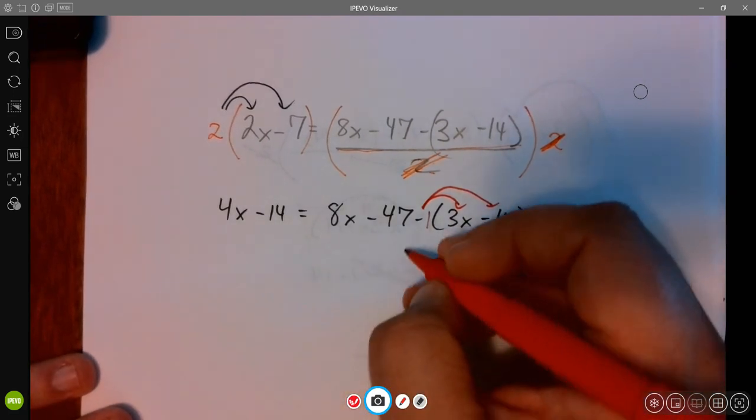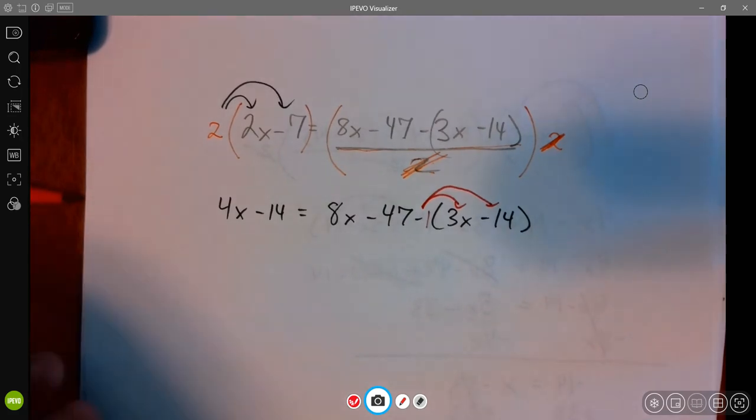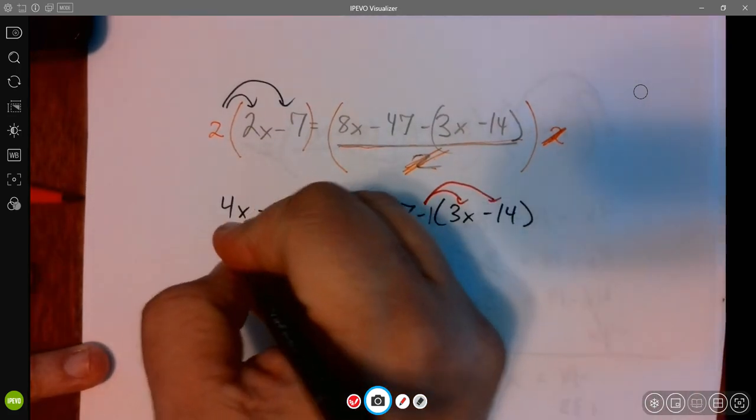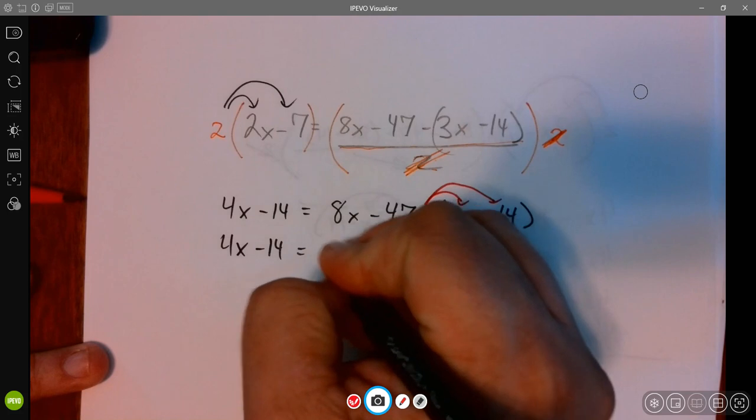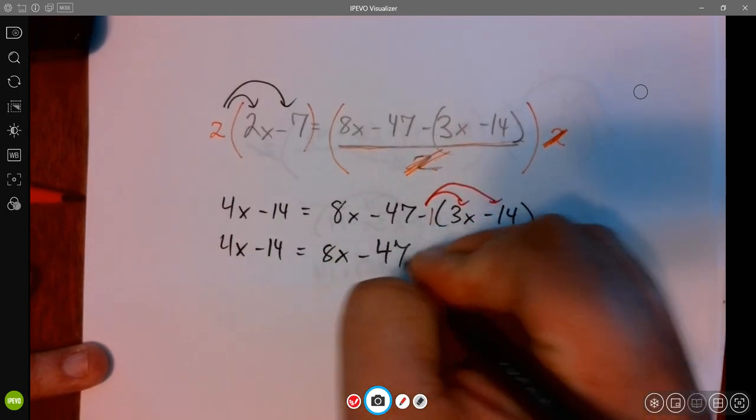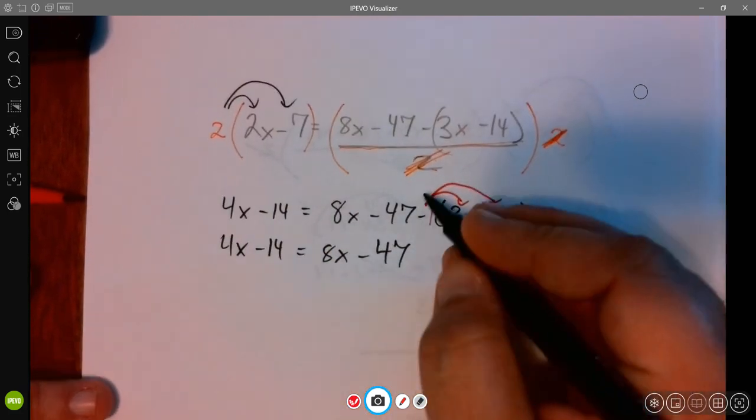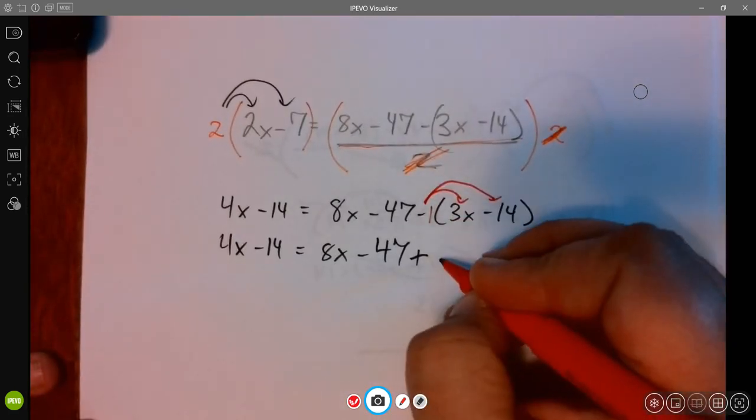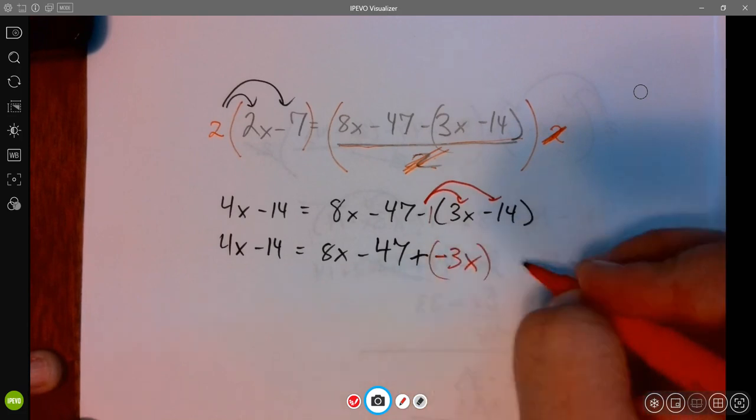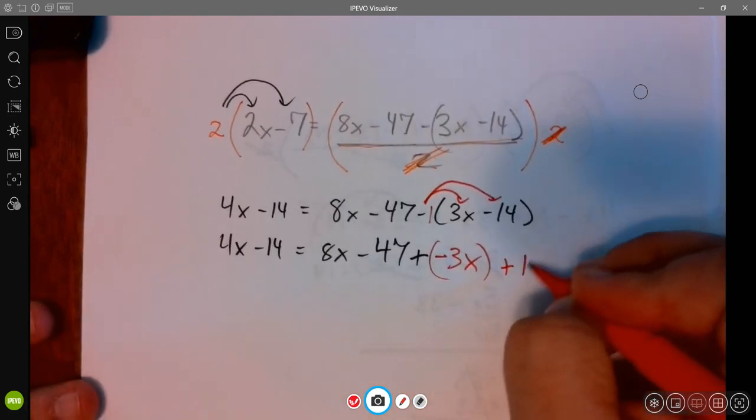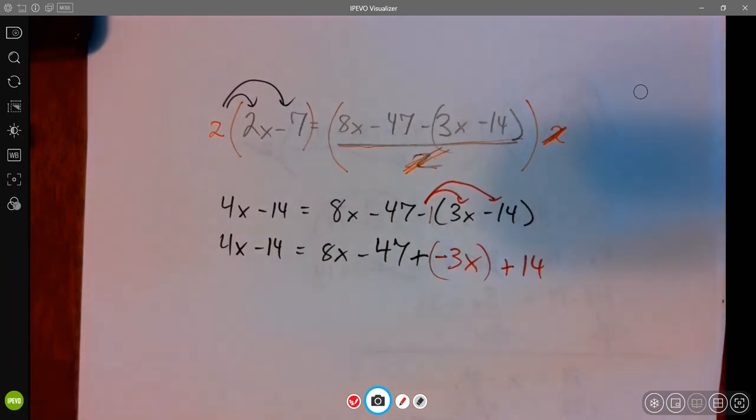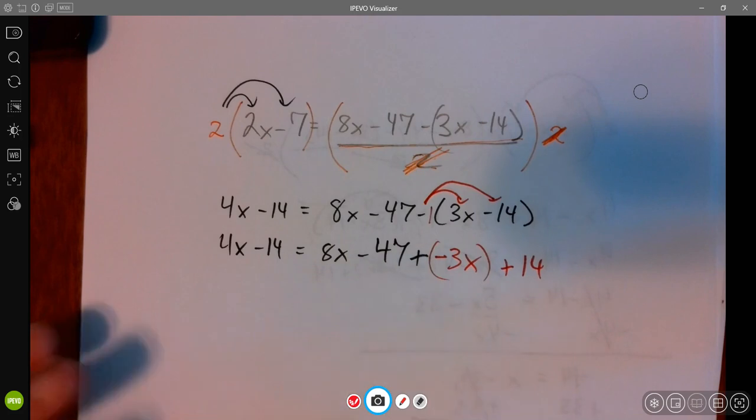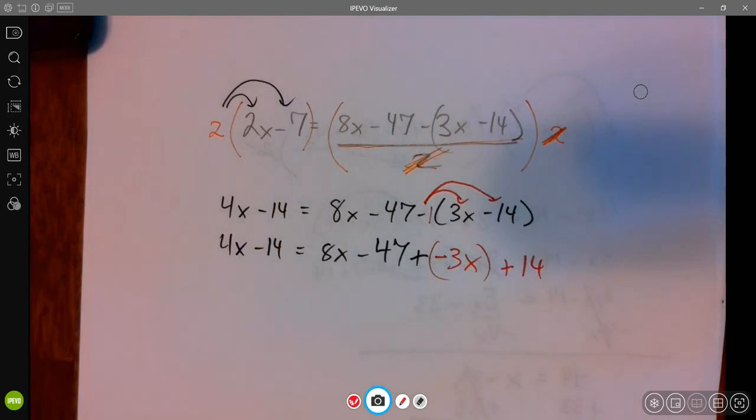So this actually becomes plus, so 4x minus 14 equals 8x minus 47, and then this minus sign, when it's applied over here, becomes a plus. Negative 3x plus 14, because we're reversing the signs, okay? So I could have just left this as a minus, but I wanted to demonstrate that that's how you needed to make sure that you get rid of that.